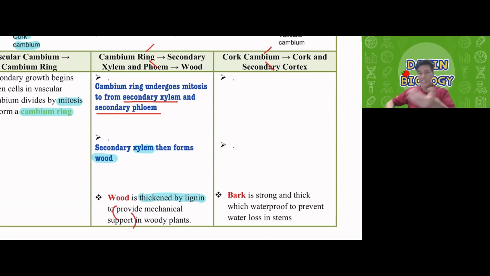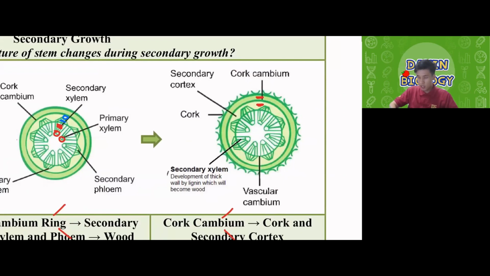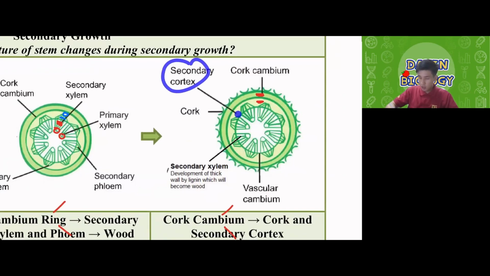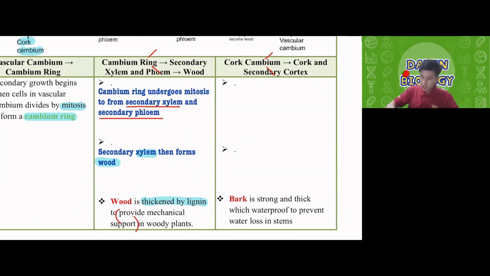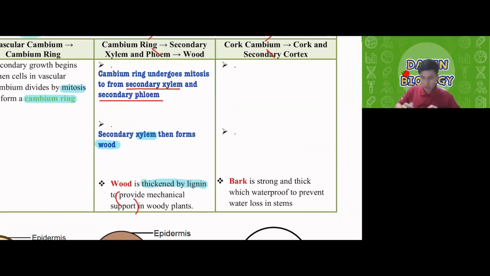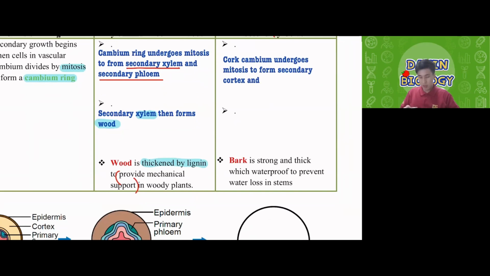Next, the cork cambium, same. So it will undergo mitosis, form one inner layer and one outer layer tissue. The inner layer you can see is called secondary cortex. So it forms another layer of flesh inside, and then cork is the outside one. So same, we will say the cork cambium also divides, or you can say undergoes mitosis to form inside secondary cortex and outside cork.